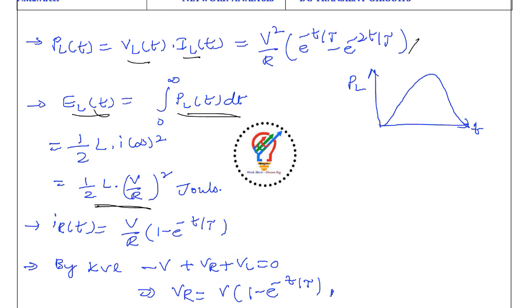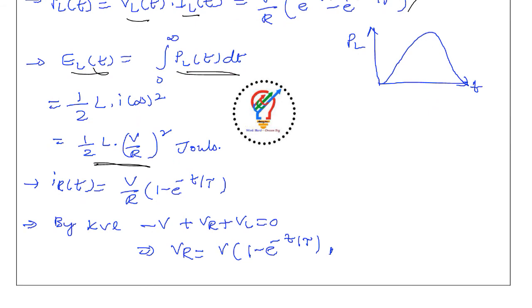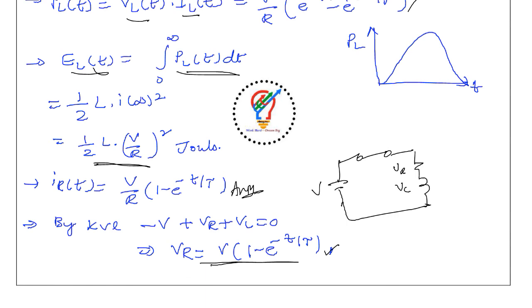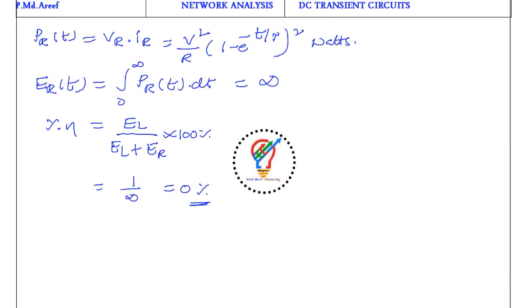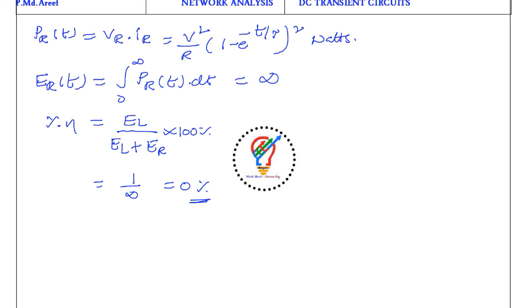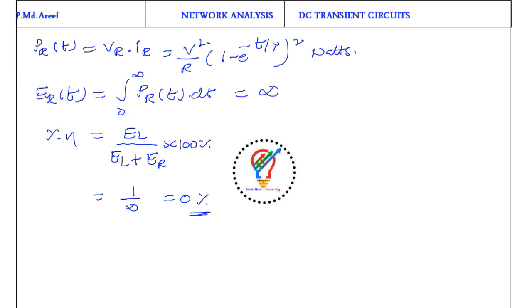Similarly, we can get the R value. IR of t is equal to V by R into (1 minus e power minus t by tau), so the units are amps. By writing the KVL equation in the loop, with the switch closed, resistor, inductor, so V, VR, VC: minus V plus VR plus VC is equal to 0. So we got the VR value as this equation. Now, power across the resistor. PR of t is equal to VR into IR, which is nothing but V square by R into (1 minus e power minus t by tau) whole square, in watts.